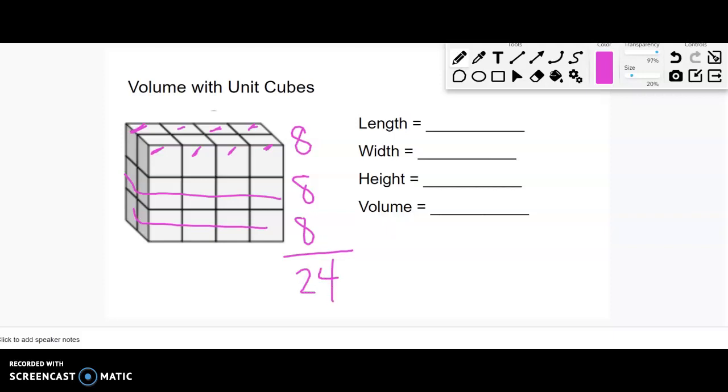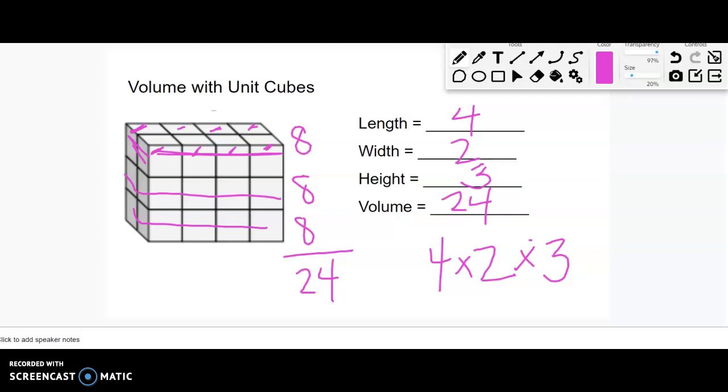Okay, in other words, the length was 4 across. The width was 2, so that gave me 8. The height was 3. So then essentially I just multiplied them all together. I did 4 times 2 first to give me 8, and then I did times 3 to give me my total.